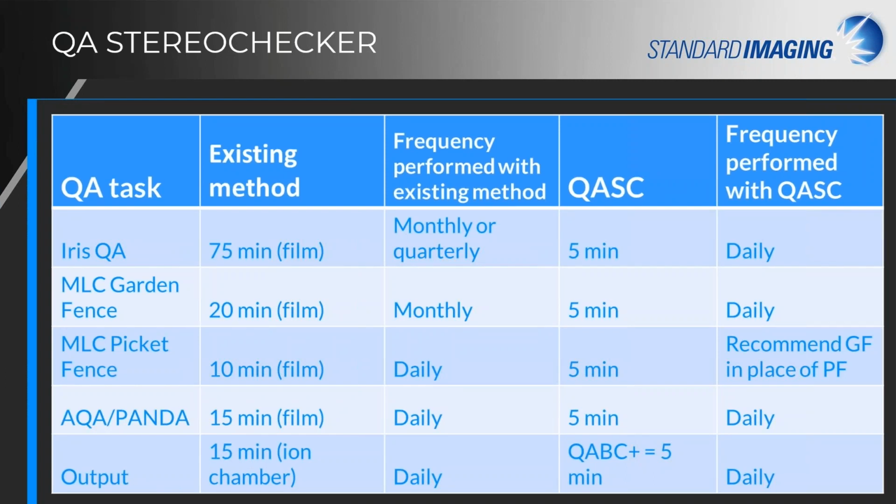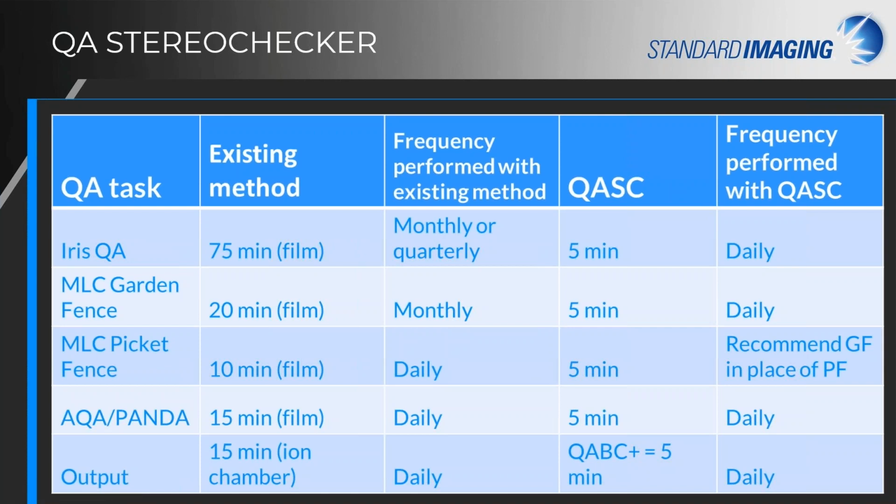Now, performing efficient yet rigorous stereotactic QA on a daily basis helps ensure machine uptime to confidently treat cancer patients. As this screen shows, the existing recommended method for QA from Accuray is generally film. And they have the frequency knowing that film can be a lengthy process. Certain things are only done on a monthly or quarterly basis. However, with a tool such as QA StereoChecker that is filmless and fast, there really is no reason not to do the QA on a daily basis to really be sure of that machine performance.